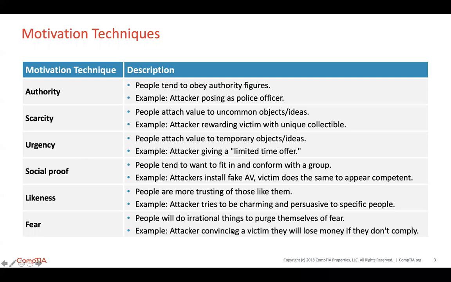And fear: people do irrational things to purge themselves of fear. Example: an attacker convincing a victim they will lose money if they don't comply. Another thing you can fear: if they think you're a manager or something, then some people think if they don't comply, they'll get fired. This combines with authority and fear. So someone comes in posing as a manager, someone with authority, and that fear is also going to get them to obey. Someone is worried about losing their job or getting in trouble.